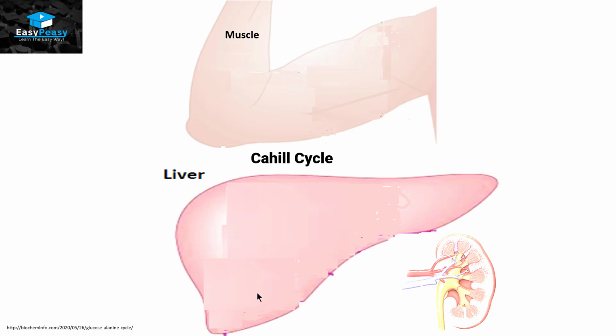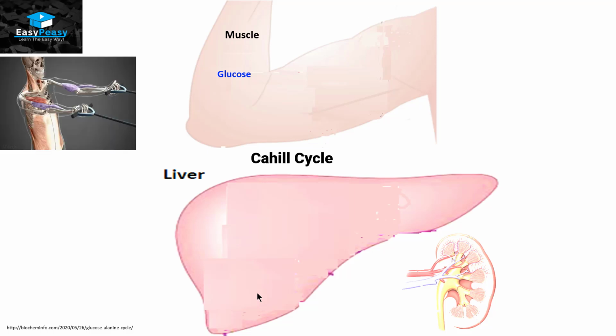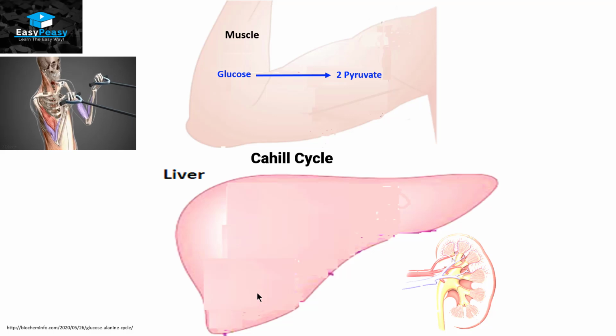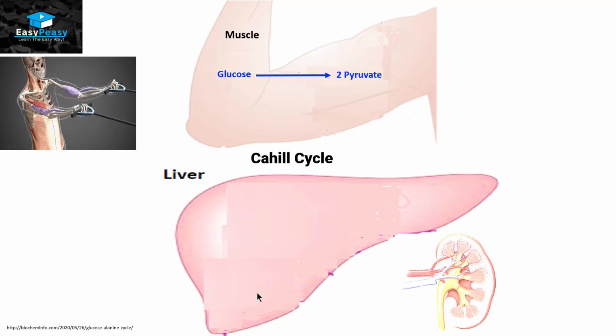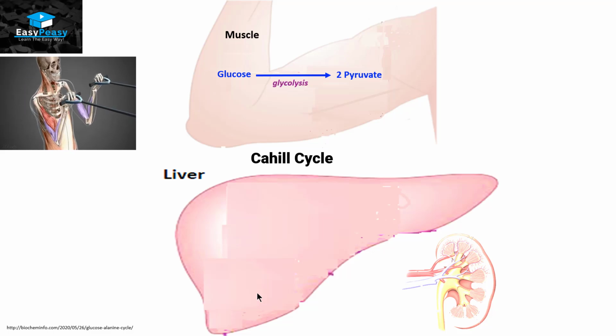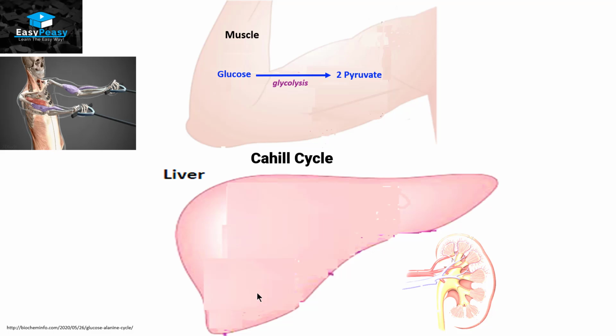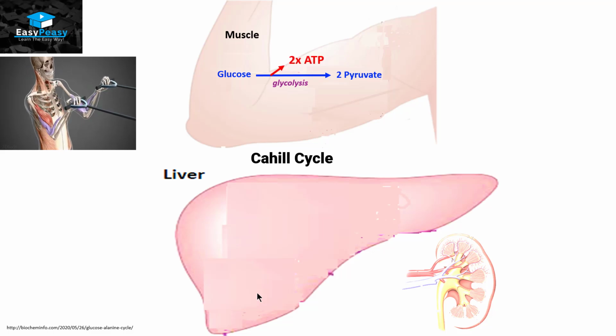Now, let's see how the Cahill cycle starts. It starts from the muscles. Inside the muscles, we have glucose in order to perform some movement. Then this glucose converts itself into pyruvate. This process of converting glucose into 2 pyruvate is called glycolysis. In this reaction, glucose usually generates 2 ATP molecules in order to convert into 2 pyruvate.